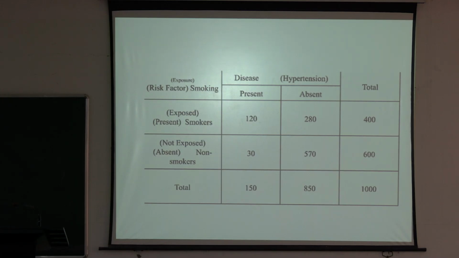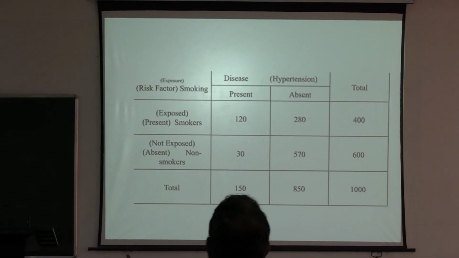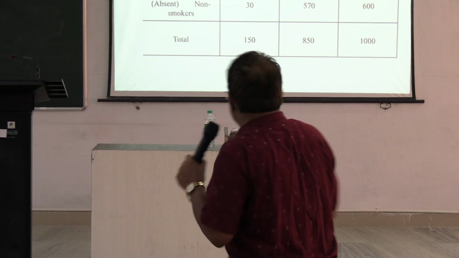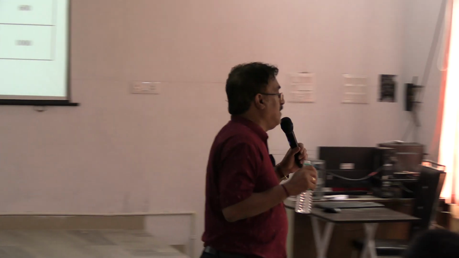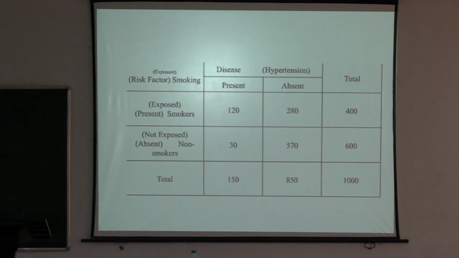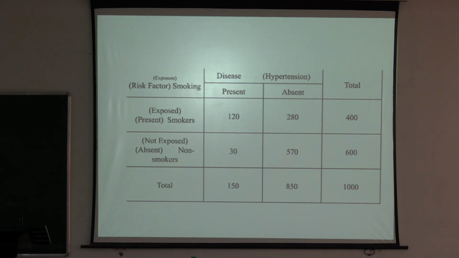Now so the disease is hypertension. How many have hypertension total? How many people have hypertension? So out of 1,000 people, how many have hypertension? 150. Okay. How many of the 150 are smokers? Among the 150 who have hypertension, how many are smokers? 120 smokers, 30 non-smokers, 150. Is it clear? And hypertension is absent in how many people?